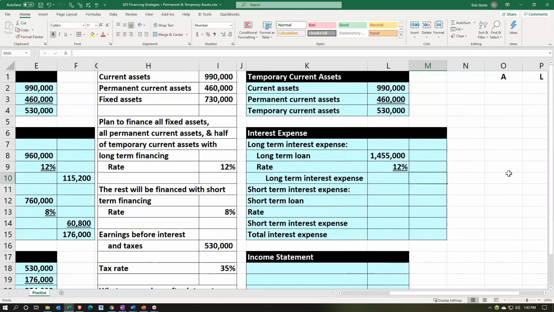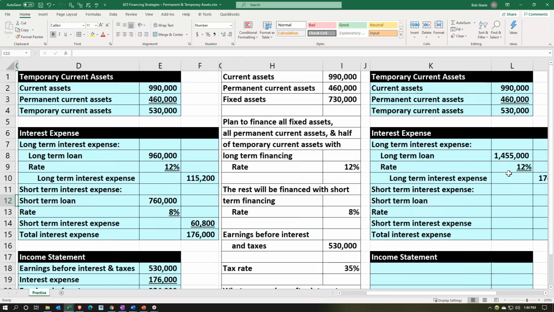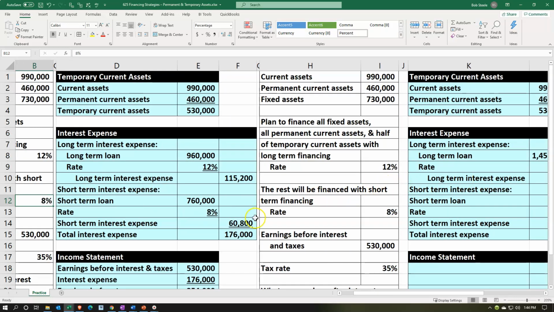Let's multiply this out in the outer column. This is going to be equal to the 1,455 times the 12%. Then we're going to have the short-term interest expense. Notice I didn't really format this properly over here. We didn't do the formatting. Let's do the formatting both at the same time.